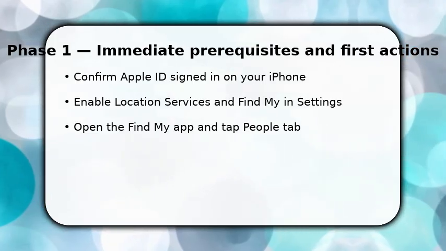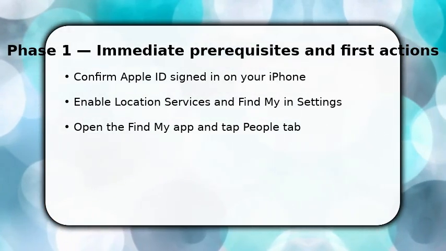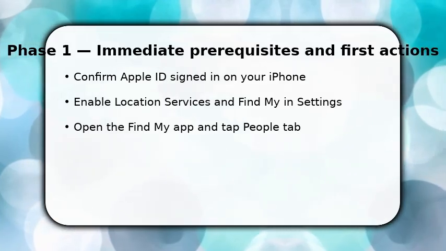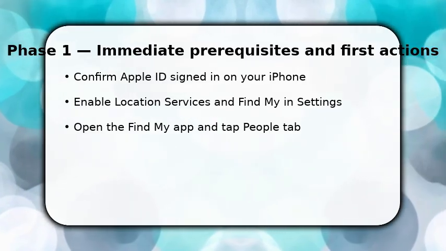Tap Share My Location to start the process, then choose a contact from recent people or enter a phone number or email. Make sure to choose Share for 1 hour, until end of day, or Share indefinitely before sending.